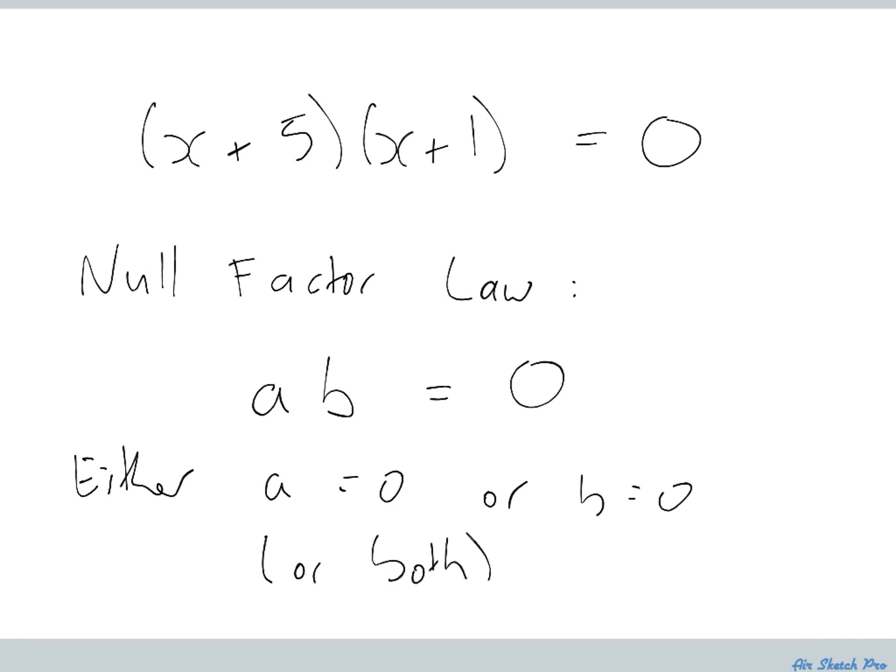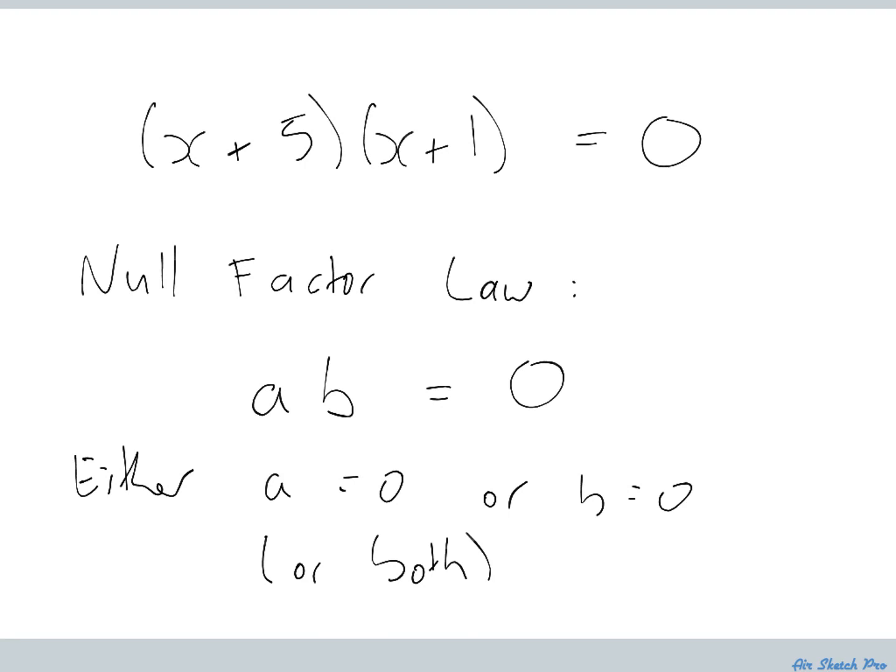That's it. That's the null factor law. It says if two things are multiplied together, one or both must be equal to 0. This makes sense. I challenge anyone to give me two numbers that aren't equal to 0 that when multiplied together gives me 0. If you can, you're either lying or you're silly. One of them has to be equal to 0.